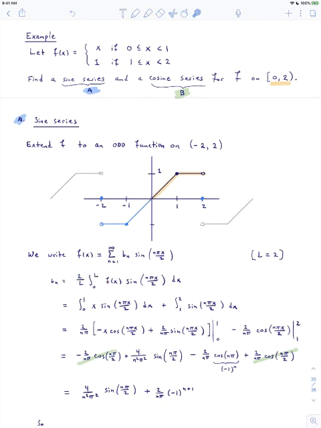Now in this particular case, L is equal to 2. So notice we're not going to integrate over anything dealing with negative values here. We're just going to integrate from 0 to 2 because L is equal to 2. Now the value of f depends on whether you're integrating from 0 to 1 or 1 to 2. So that's why we have two separate integrals.